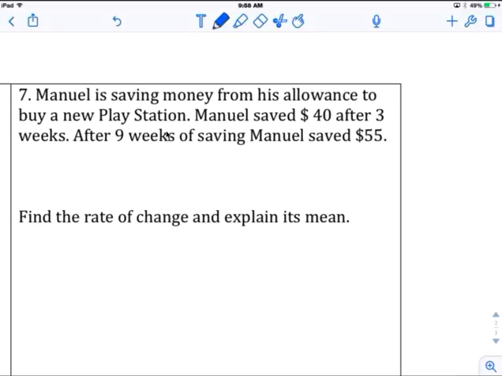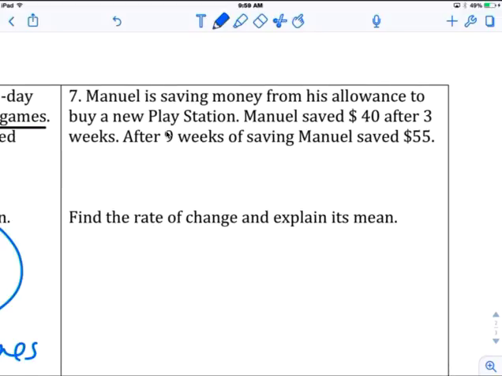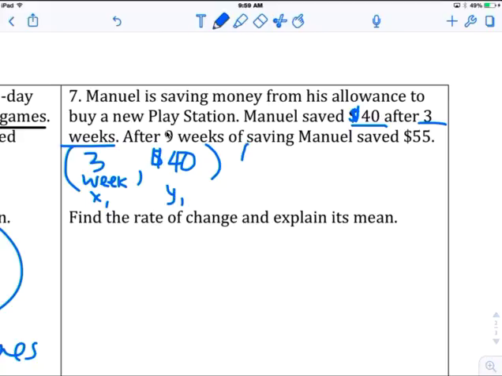Manuel is saving money from his allowance to buy a new PlayStation. Manuel saved $40 after 3 weeks. So remember, the dollar is always y. So 3 weeks is x sub 1, and $40 is y sub 1. After 9 weeks, so 9 weeks is x sub 2, he'll have saved $55, y sub 2.